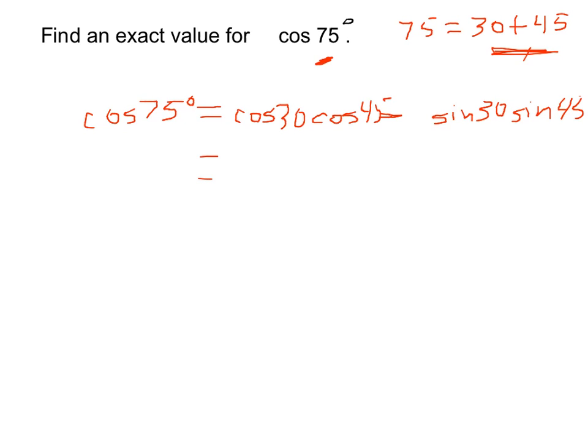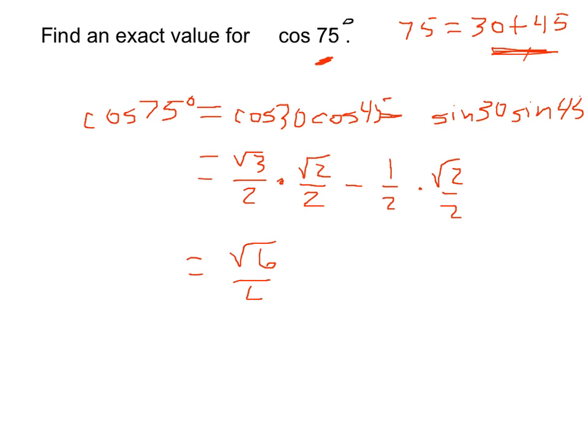At this point, now we just use our unit circle values. Cosine of 30 degrees is square root of 3 over 2, times the cosine of 45, which is square root of 2 over 2, minus the sine of 30 degrees, which is 1/2, times the sine of 45, square root of 2 over 2. And now we just perform the arithmetic. Square root of 6 over 4 minus square root of 2 over 4.